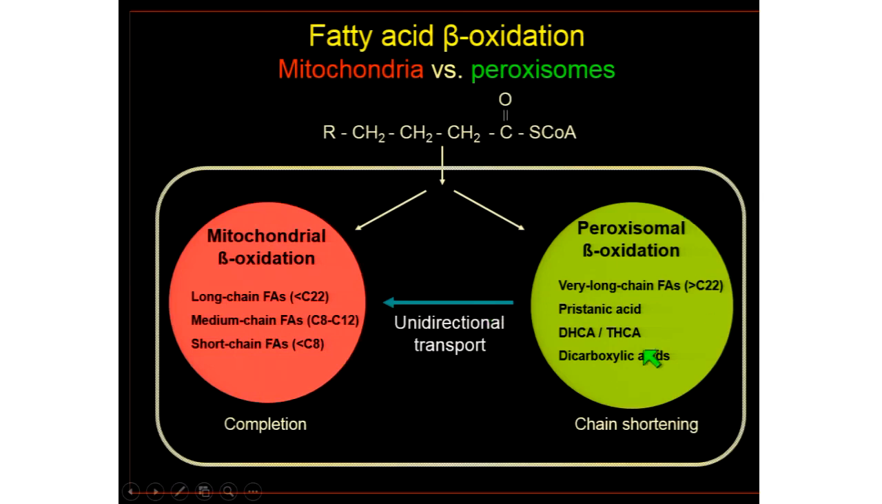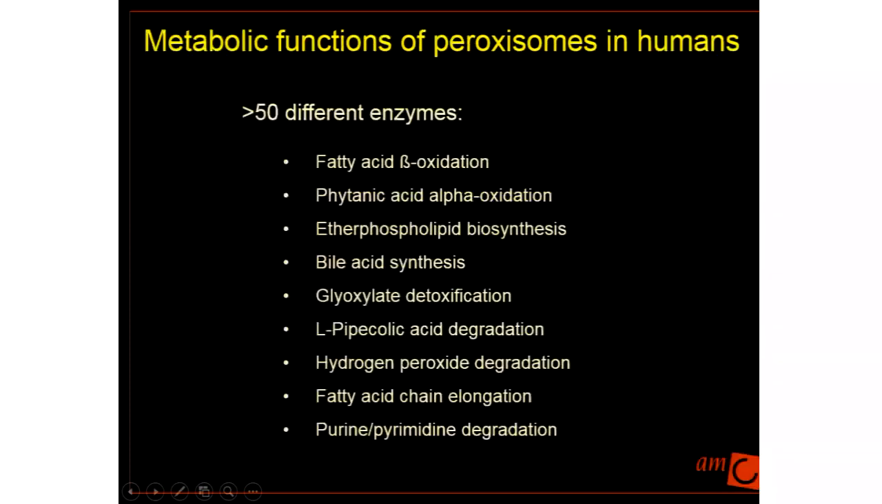If you don't have peroxisomes, this chain shortening of these very long chain fatty acids will no longer occur, and then they become substrate to the ER fatty acid elongation pathway. And then the C22 fatty acids will become very long chain fatty acids up to C40, and so on. And that's toxic and found in these patients.